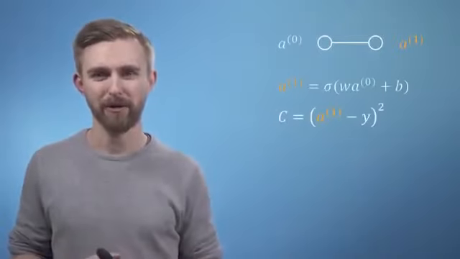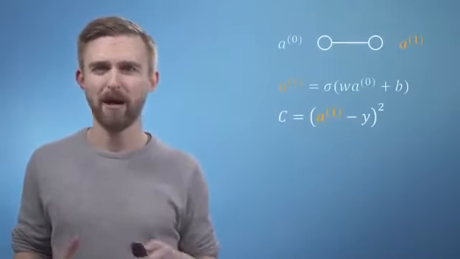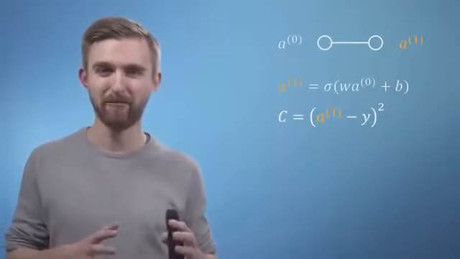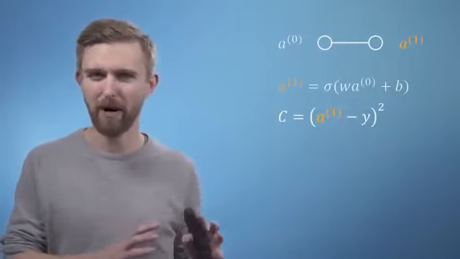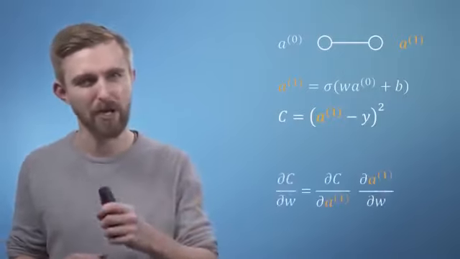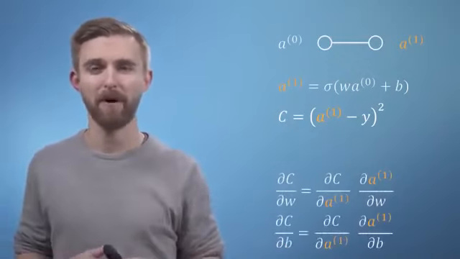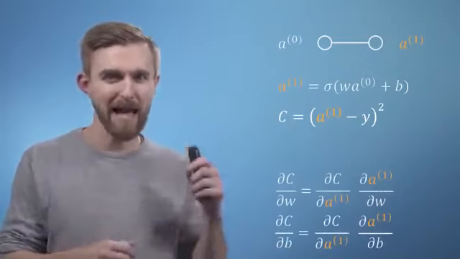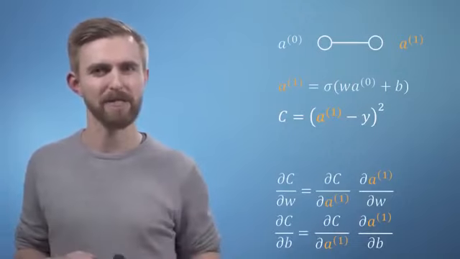So, now that we know what we're after, we just need to look again at our simple two-node network, and at this point, we could immediately write down a chain rule expression for the partial derivative of the cost with respect to either our weight or our bias. And I've highlighted the A1 term, which links these two derivatives.